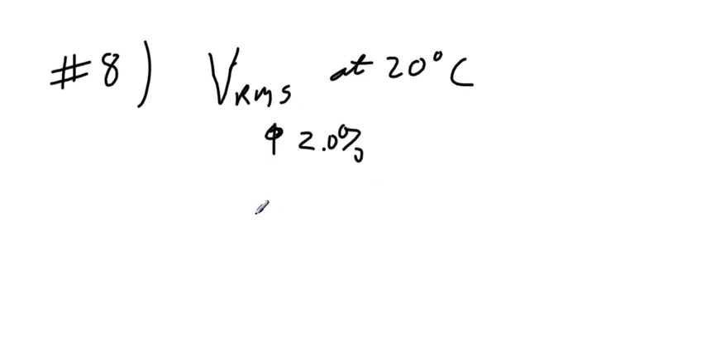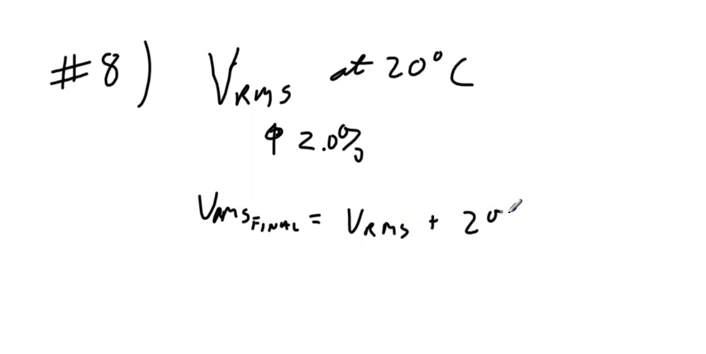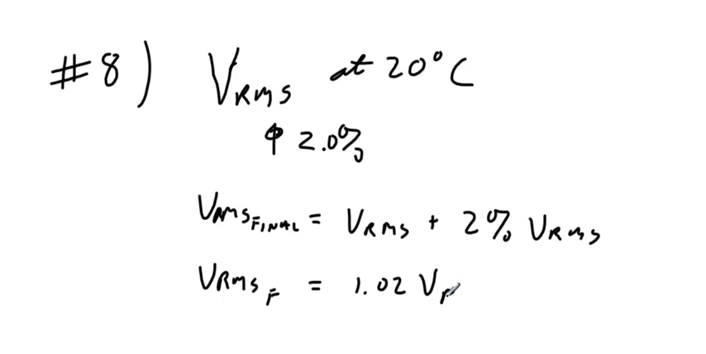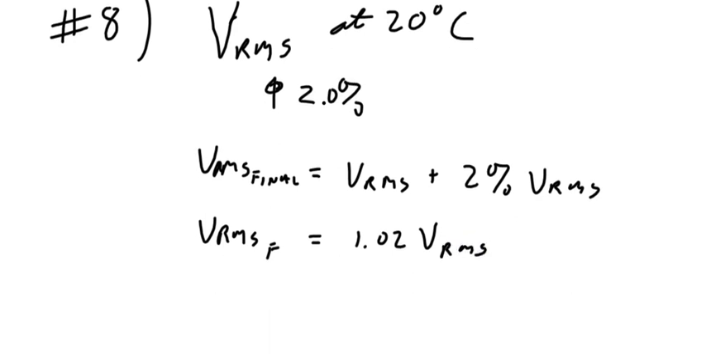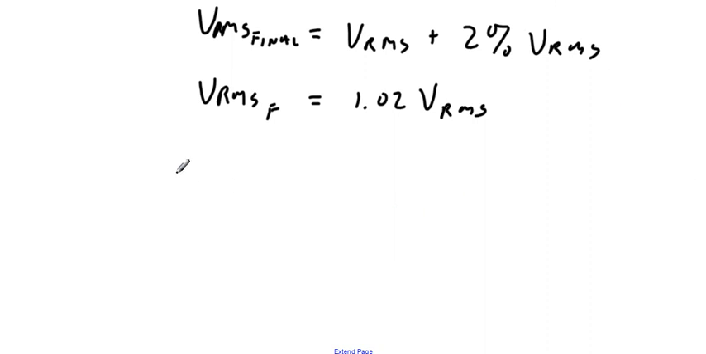Okay, well, we ask ourselves, the RMS final is going to be the RMS plus 2% more. So the RMS final is going to be 1.02 of the velocity RMS. Okay, well, now that we know that, we knew that before, but now we've got to go find some equation to use.